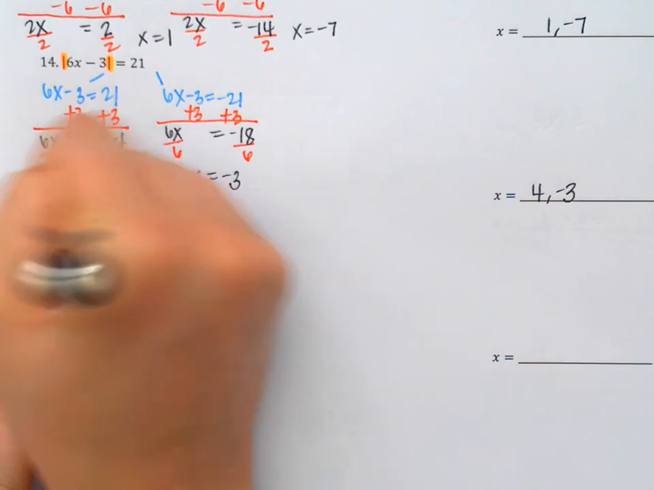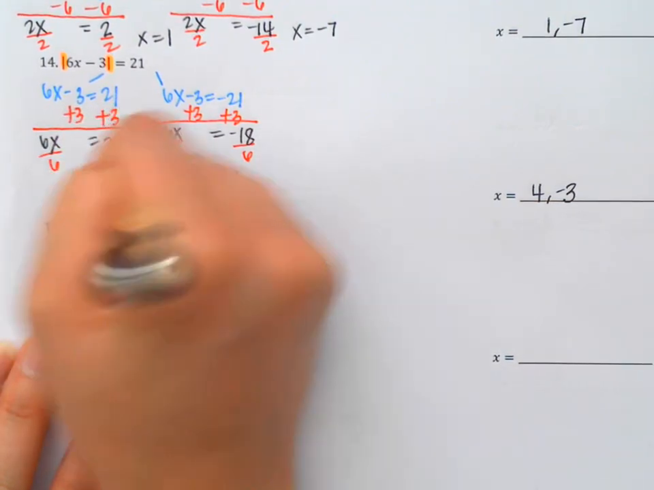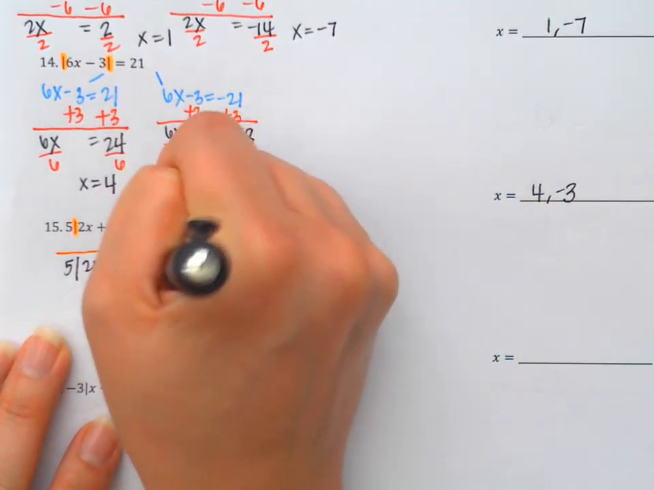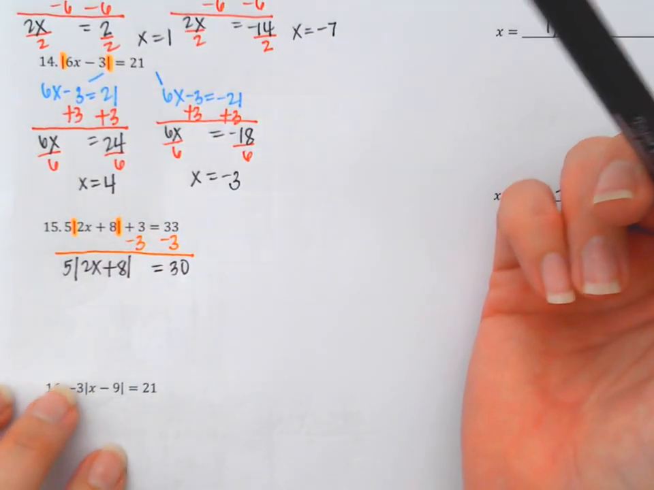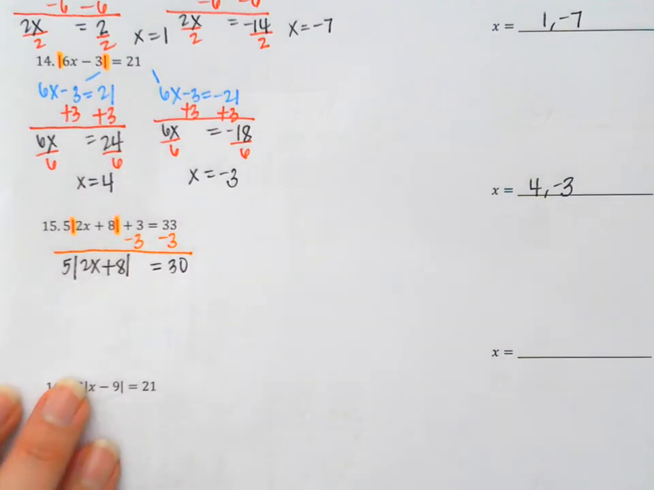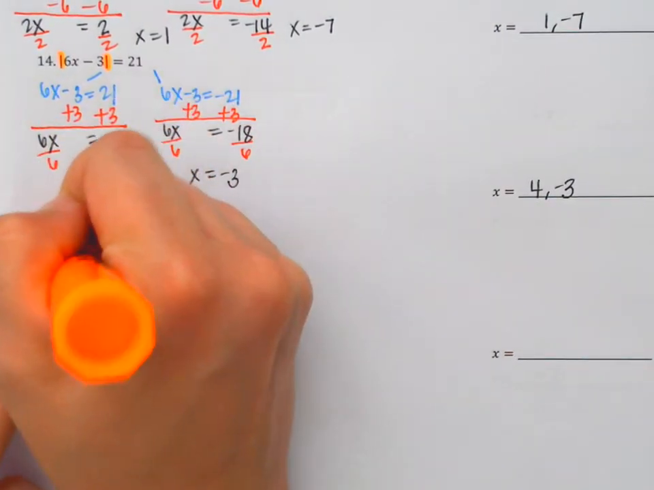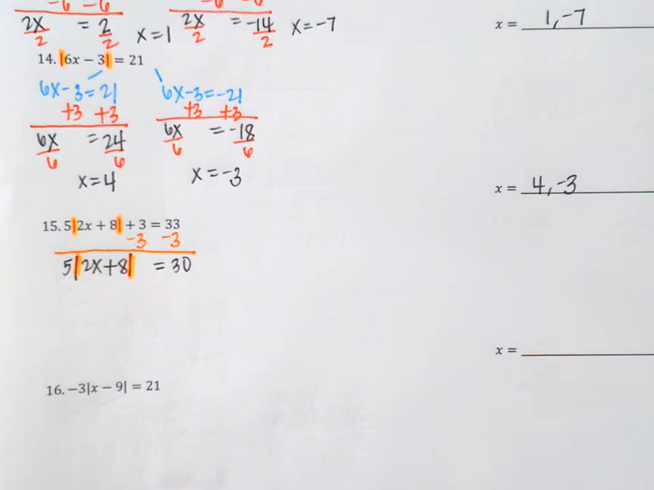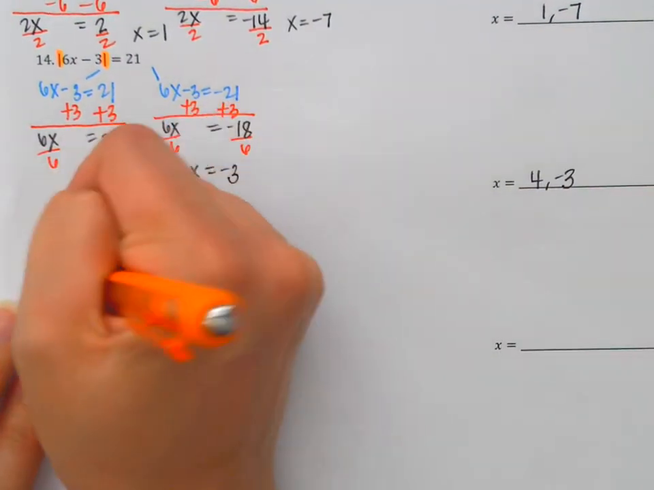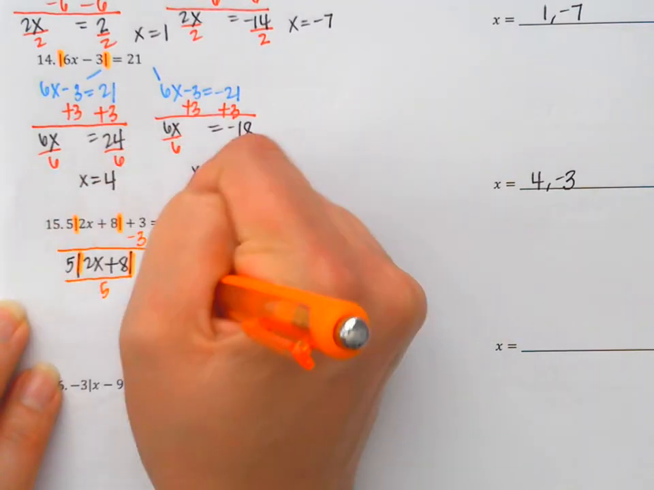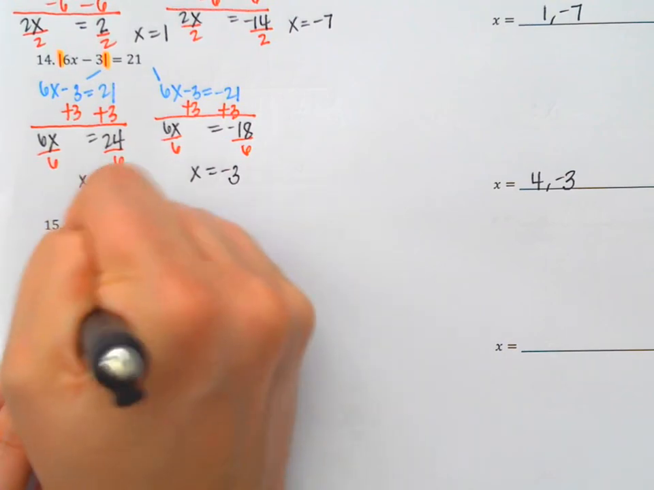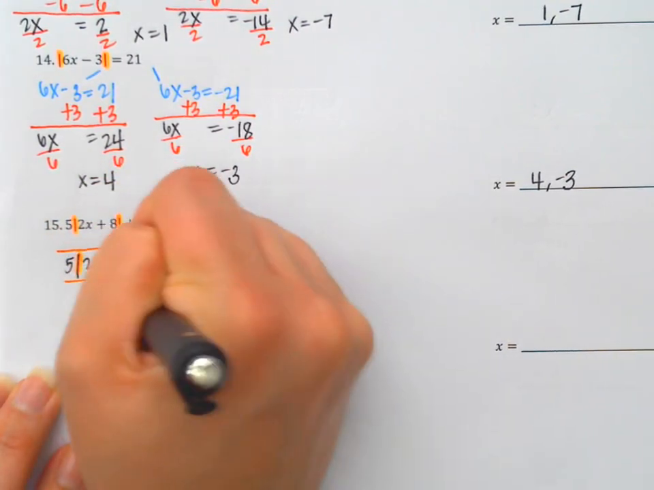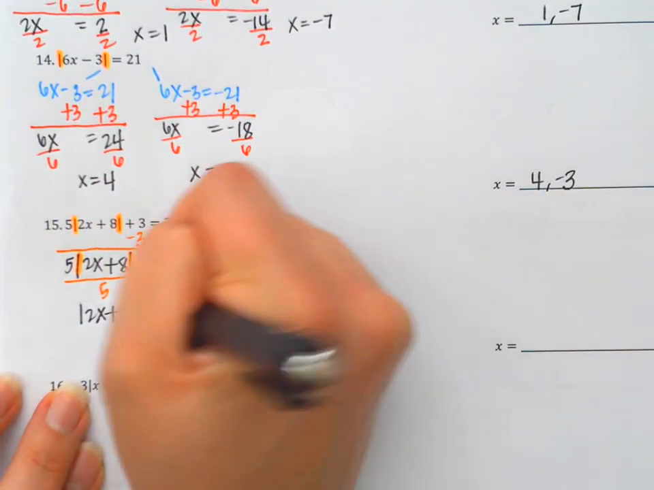So down comes 5 times the absolute value of 2x plus 8 equals 30. 33 minus 3 is 30. We still haven't gotten the absolute value expression all by itself because we have that 5. Now remember, we can't distribute. So to undo that multiplication, I divide both sides through by 5. And I get the absolute value of 2x plus 8 equals 30 divided by 5, which is 6.